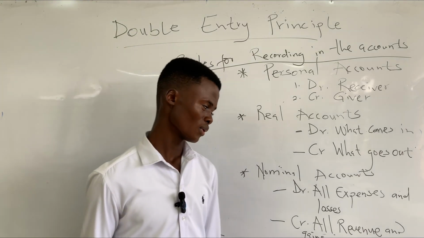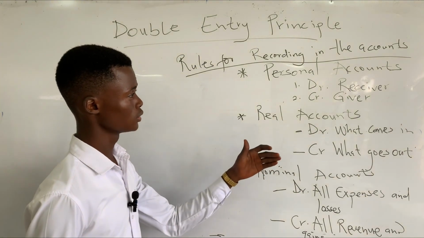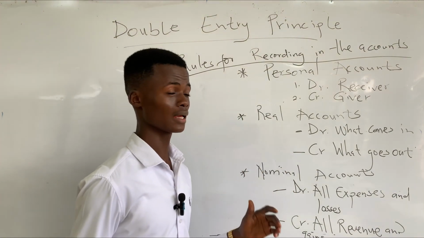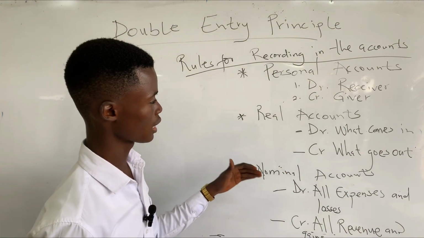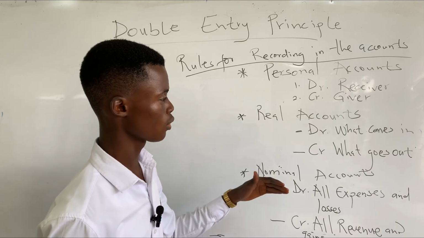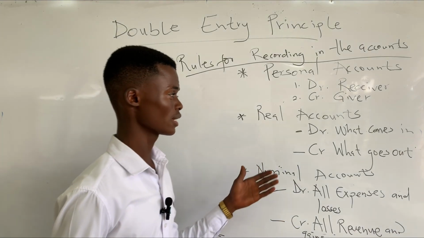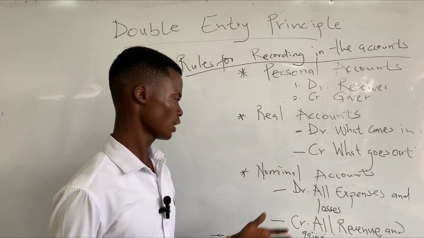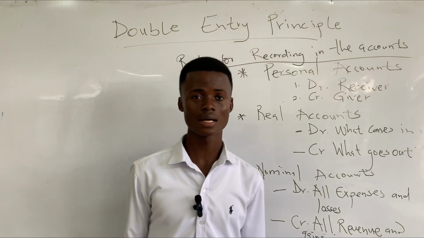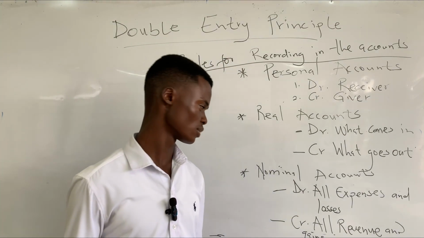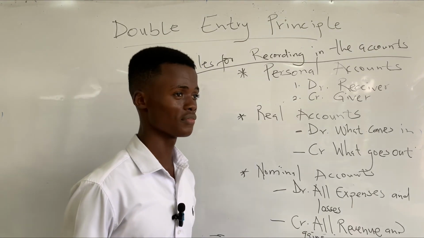One may ask, why is it that under the personal account we debited the receiver, which seems like a positive, and under the real account we debited what came in, which seems like a positive, but under the nominal account it is revenue that comes in? So why are we not debiting revenue, but rather crediting revenue?